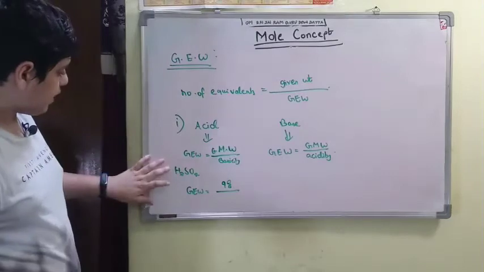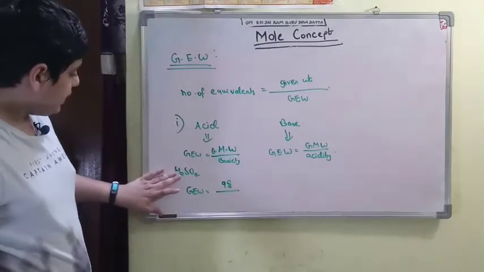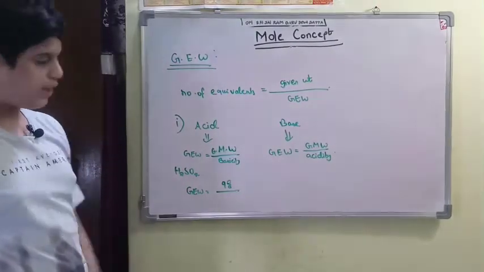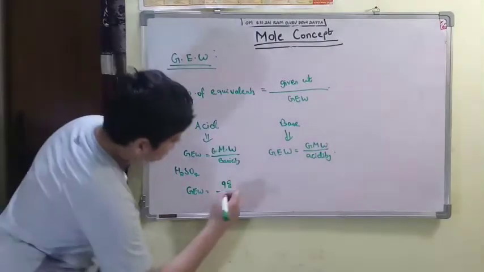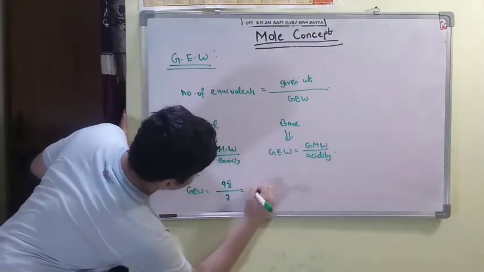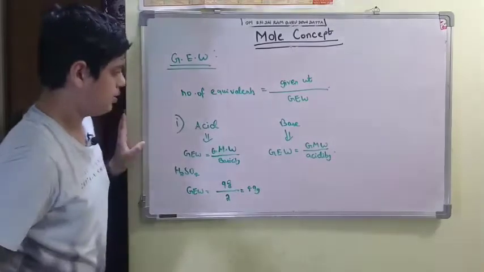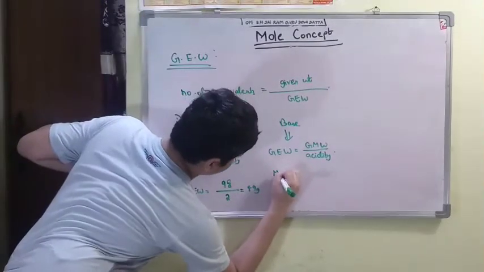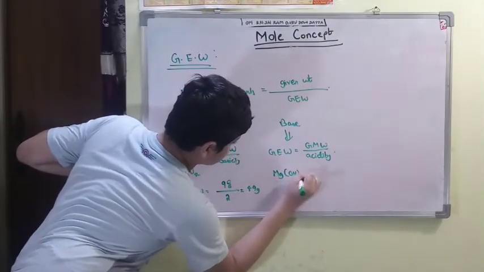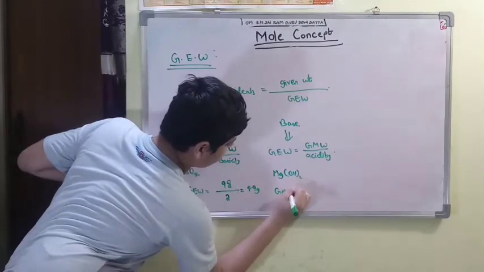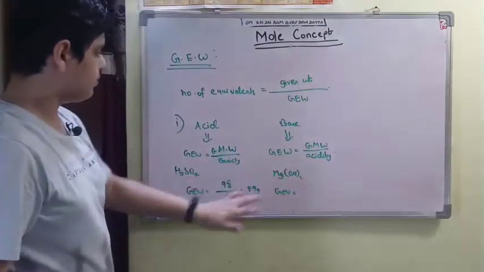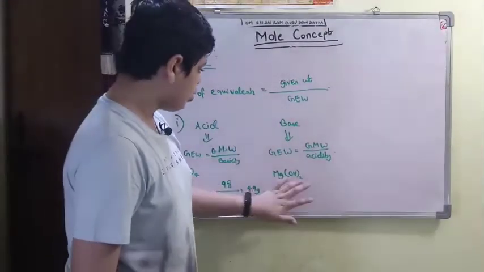In every case we cannot take the total amount of hydrogens. In this case we can replace two hydrogens with any other element in a chemical reaction. So it will be 2, and this will be 49 grams. For a base we can take an example: Mg(OH)2 is given. Then the gram equivalent weight will be the mass of Mg(OH)2 divided by 2.